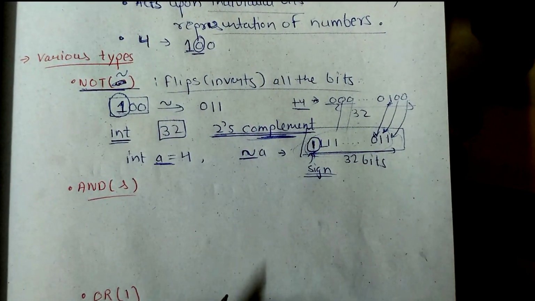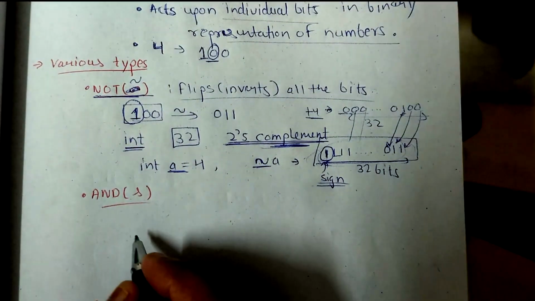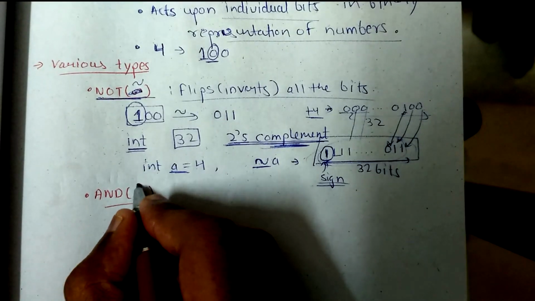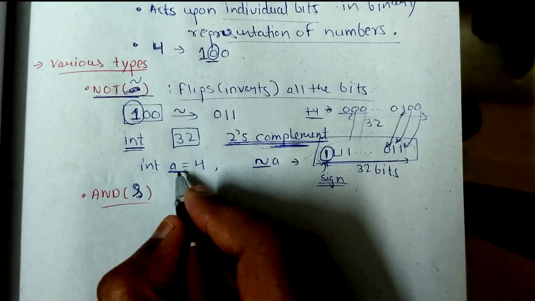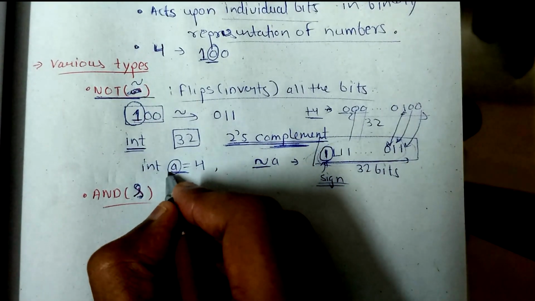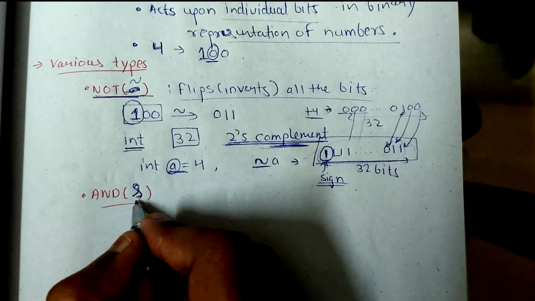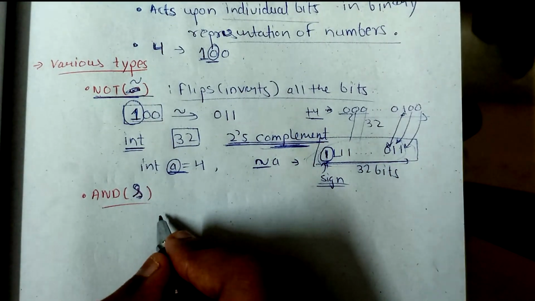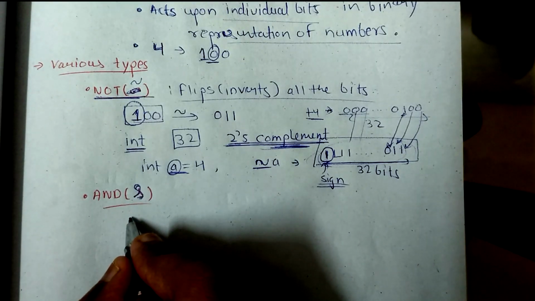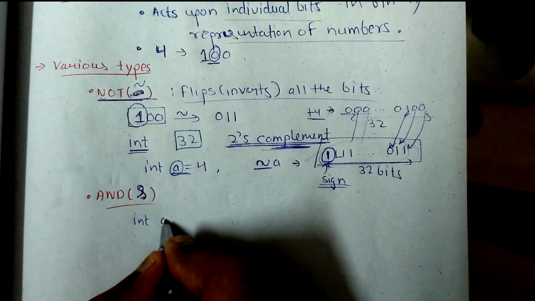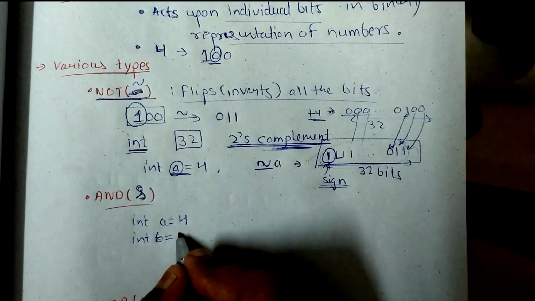Okay, now let's look at the second bitwise operator, which is the AND operator. So the AND operator is denoted using this symbol. NOT was a unary operator. That means we only needed a single number to apply it upon. But AND is a binary operator. We need 2 numbers to apply it upon. So suppose you have the first number as 4 and the second number as, let's say, 7.